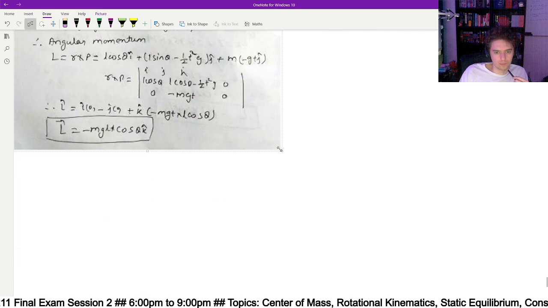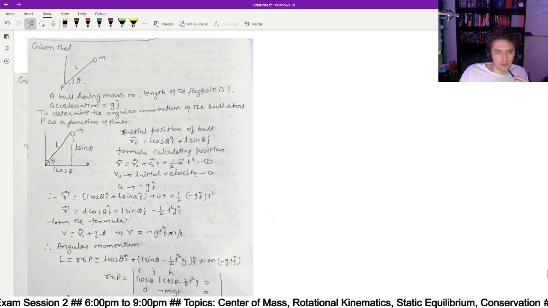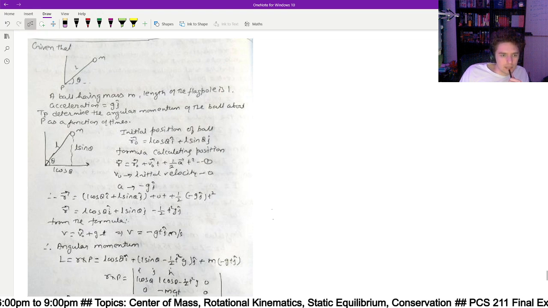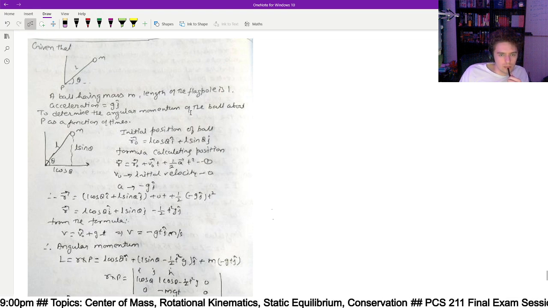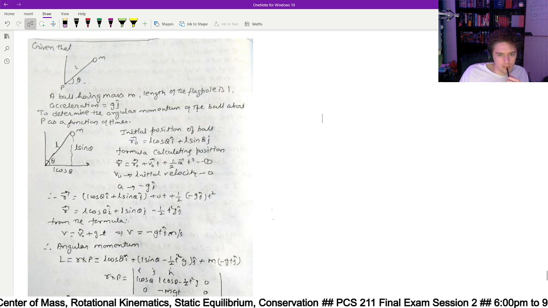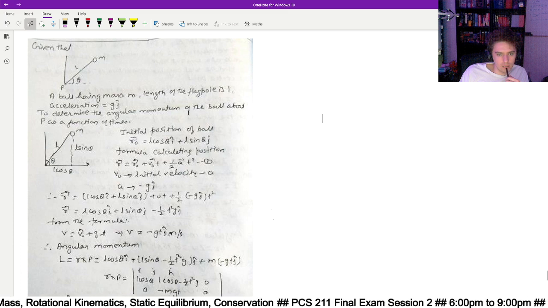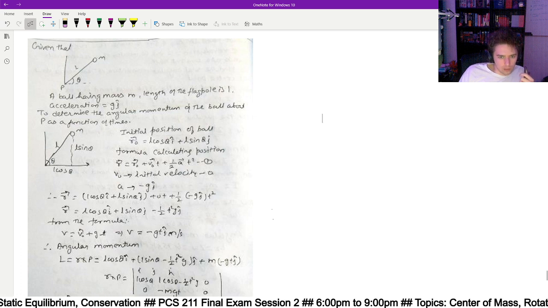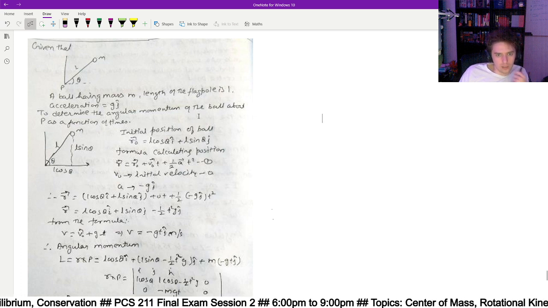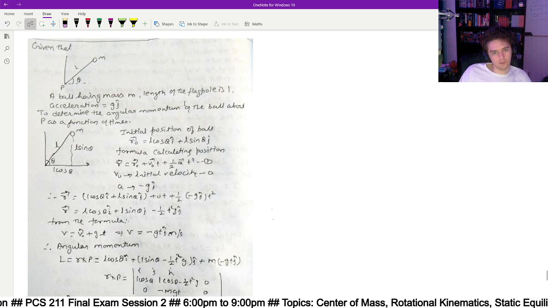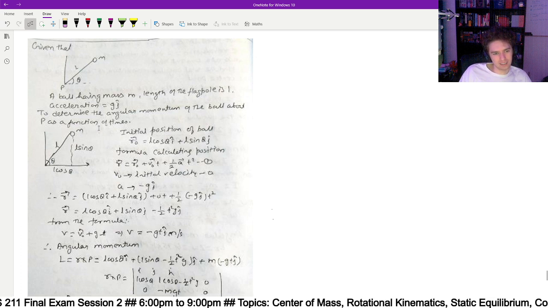So, a ball having mass m, length L, flagpole, acceleration. To determine the angular momentum of the ball about P. They call it Q for some reason. Determine the angular momentum of the ball about P as a function of time.